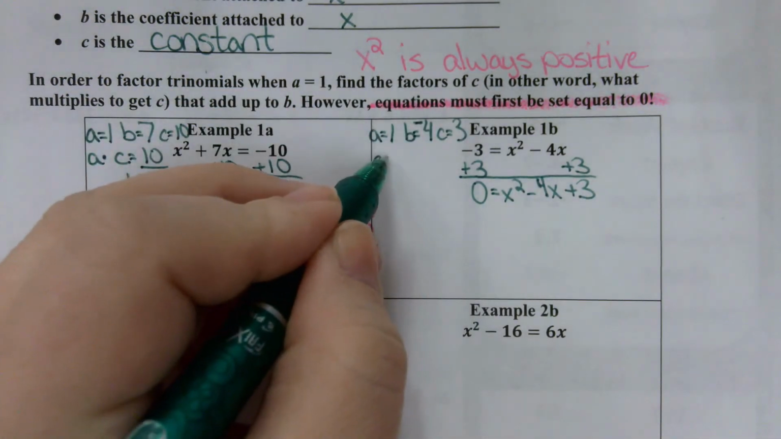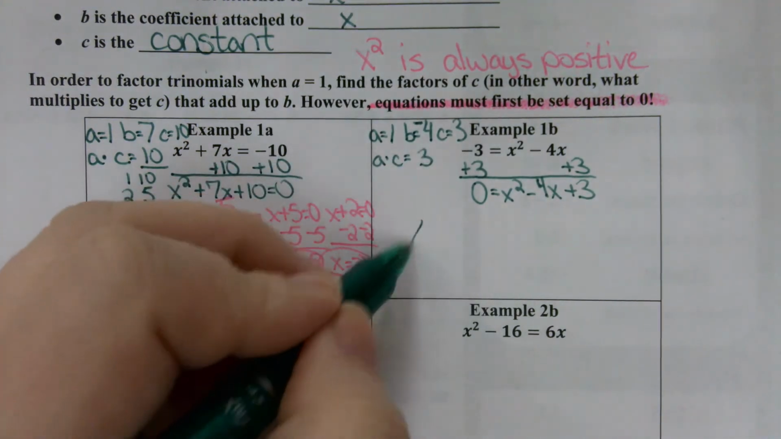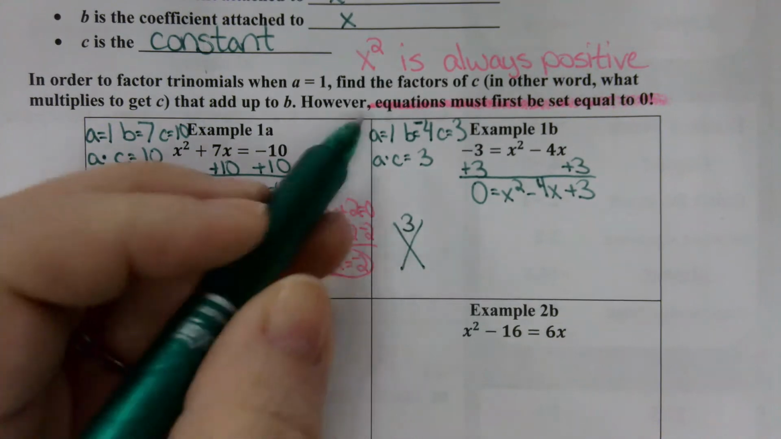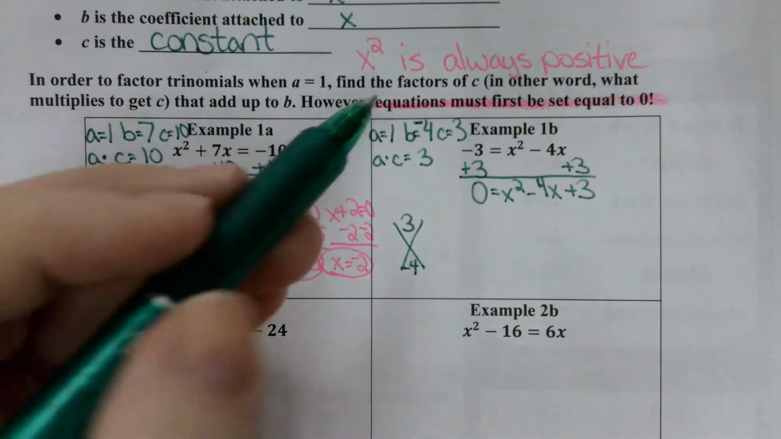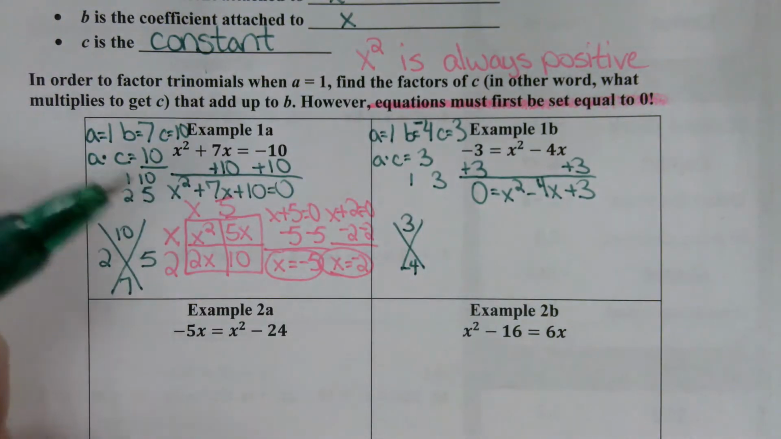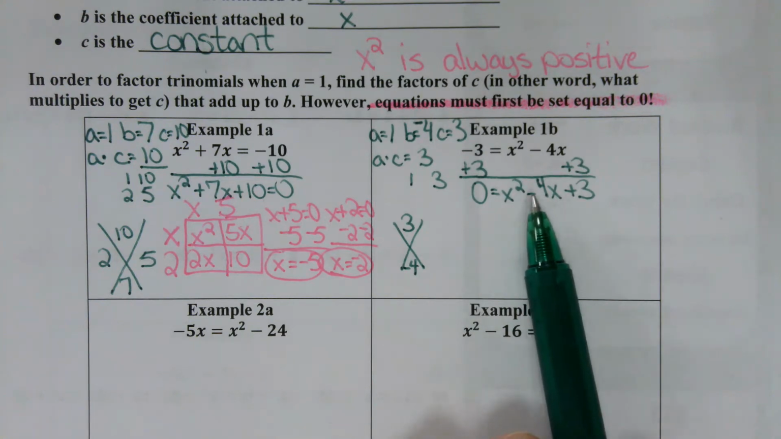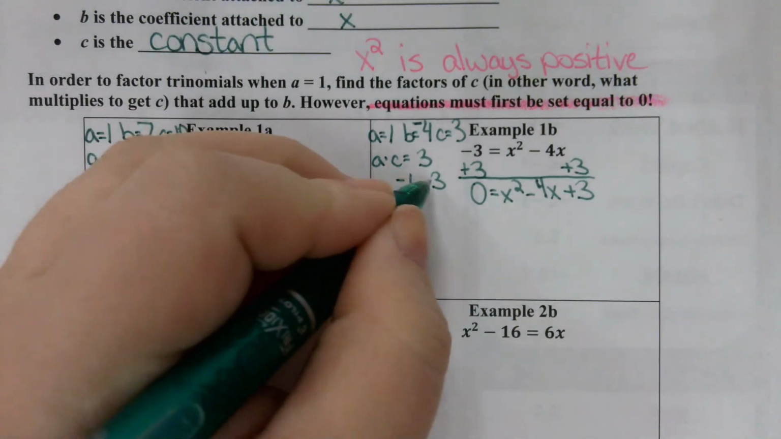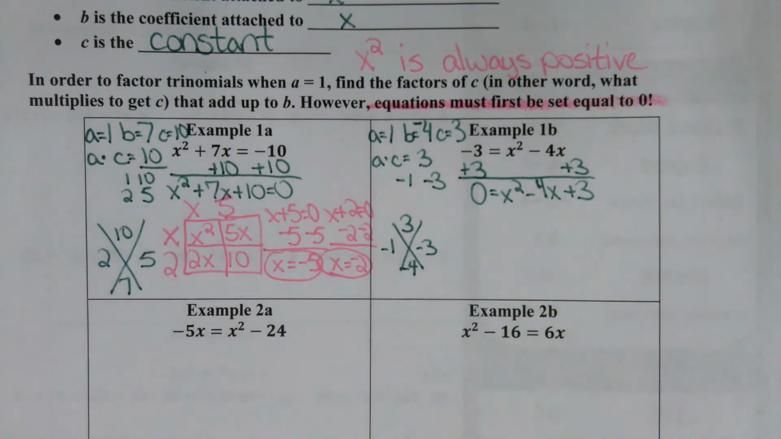So A times C gives me 3 as well. So my x will be 3 on top and then -4 on the bottom. The factors of 3 are 1 and 3. And if we look at our signs, the sign of the last number is positive, so I can have 2 positives or 2 negatives. The sign of the middle number is negative, so I have to use 2 negatives if I want them to add together to be -4. -1 and -3 are my factors.